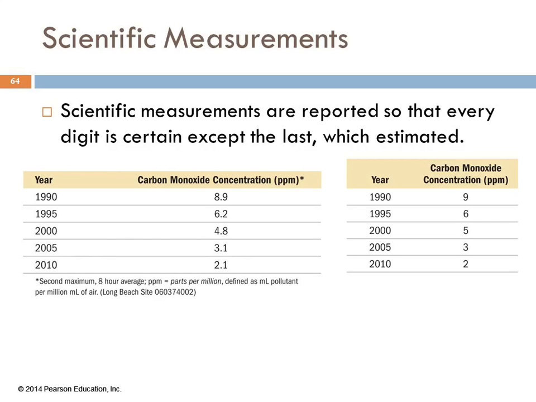So when we look at these numbers, we would say that these are plus or minus 1 part per million. That it's about 9, meaning it could be as low as 8, could be as much as 10. There's some uncertainty in there. We're going to call it 9.